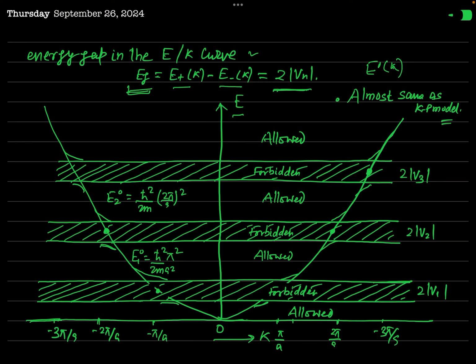So I think you have definitely enjoyed this concept of nearly free electron approximation, and now in the second lecture we will see the concept of the tight binding approximation. Thank you very much.